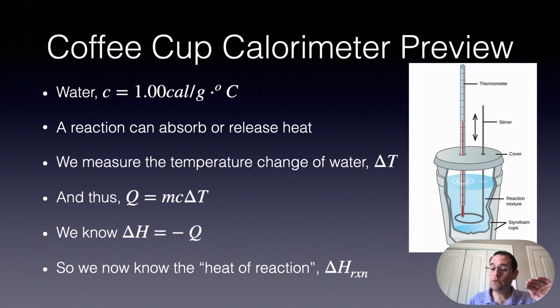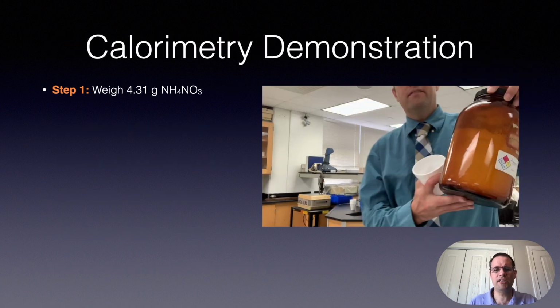Delta H is equal to negative Q. And then we can calculate something called the delta H reaction. See how the RxN there is there? So there's a different formula for that, okay? I think it's best if I just show you a little demonstration of this.